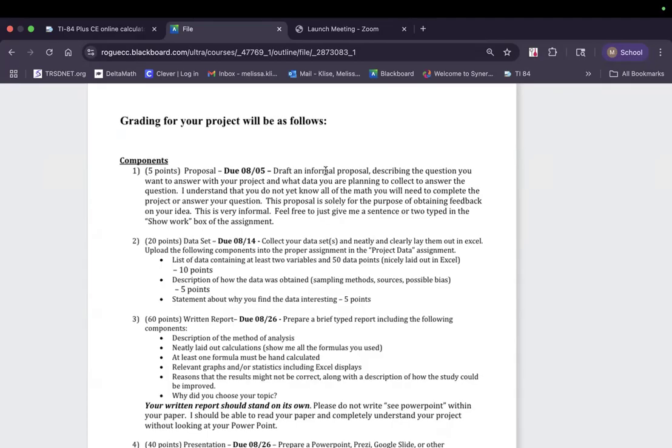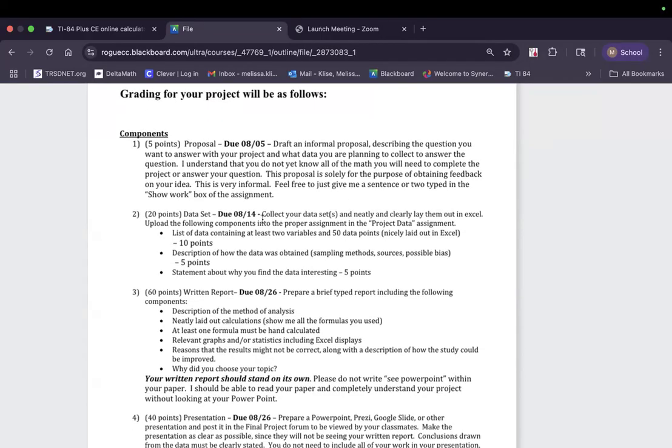This is super, super informal. You don't need to create a Word document. You can just type it into the show work piece and throw out some things that you're thinking about, and I'll give you feedback and tell you whether or not I think it's a good idea. Maybe I have some ideas to make it a richer project. It's just whatever pops in my head based on my experience. So the proposal is super informal, and you'll get all 5 points if you send me any idea.